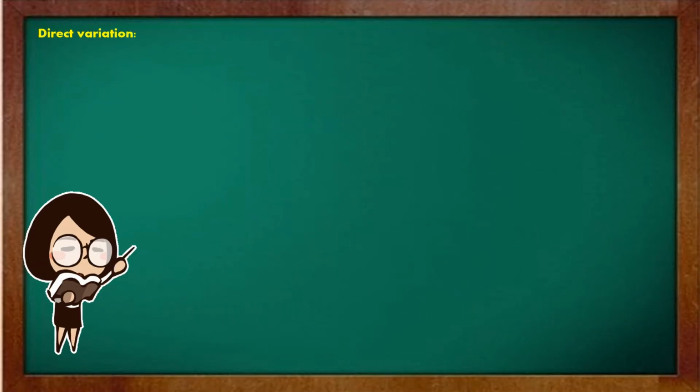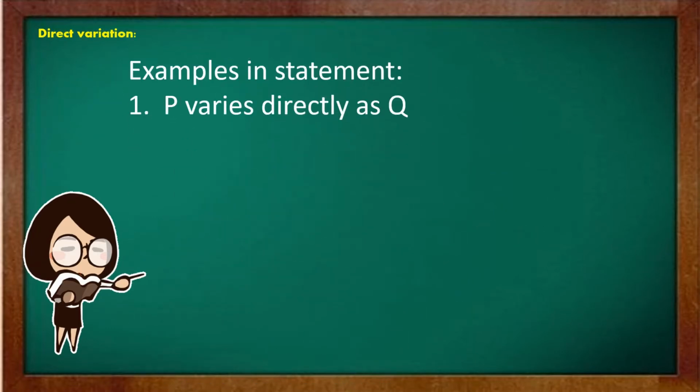Okay, so let us have examples in a statement. We have to translate this into the equation of variation. First example, P varies directly as Q. The equation of variation is P is equal to kQ, where k is the constant of variation.